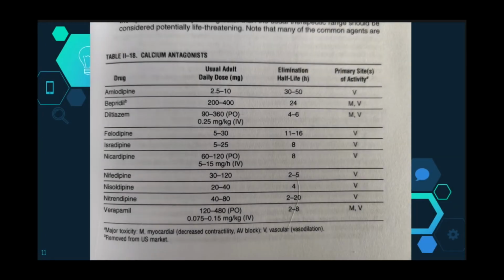So this is a chart from the tox book that they recommend. I bought it because I had book money. Mainly I put this on here for the half-lives. So amlodipine's half-life is 30 to 50 hours. And then they put the primary sites on the far right. The V is for vasodilation, and then the M is for myocardial, like decreased contractility or AV block. So you can see the half-life of amlodipine is quite long.